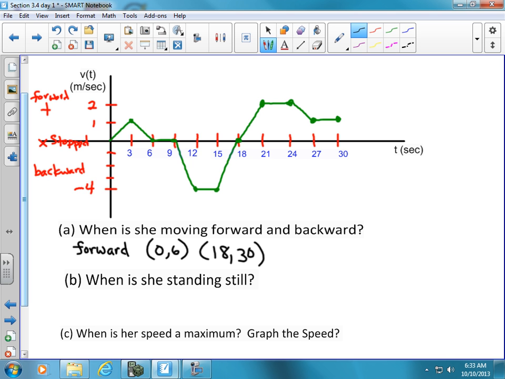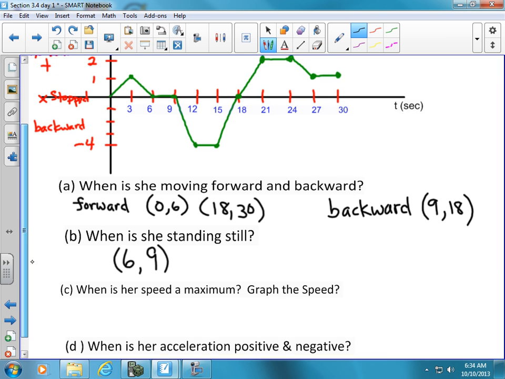She is moving backward just from 9 to 18. 9, comma 18. This is writing in interval notation. When is she standing still? She's standing still from 6 to 9.